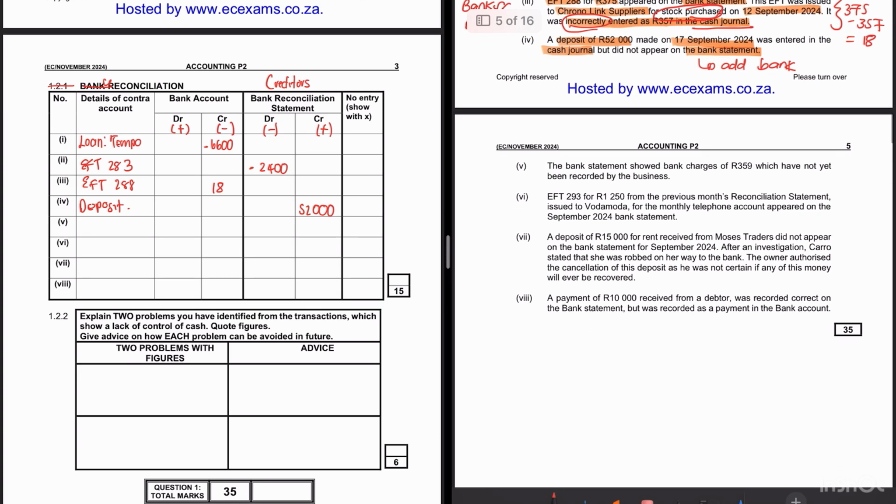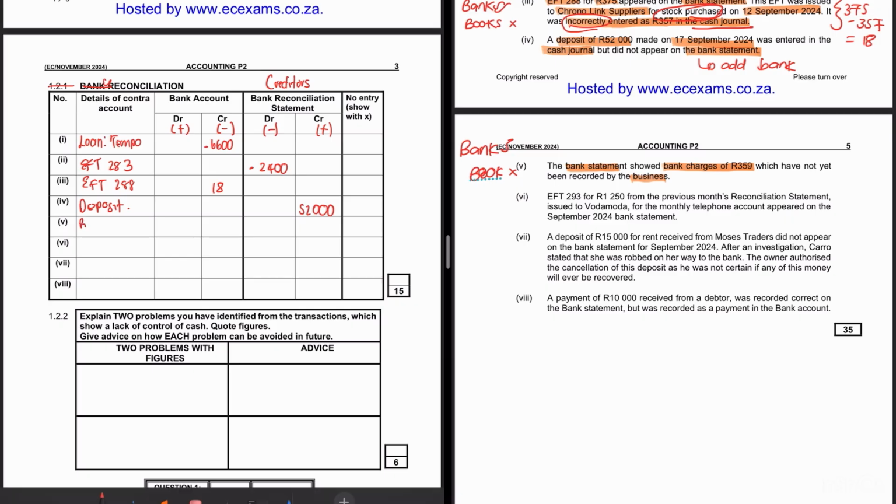Number 5, the bank statement showed bank charges of 359 which have not been recorded by the business. So your bank has been accounted for, but your books have not. So you want to change your books, so you say bank charges. Because it's bank charges, it decreases your balance by an amount of 359.